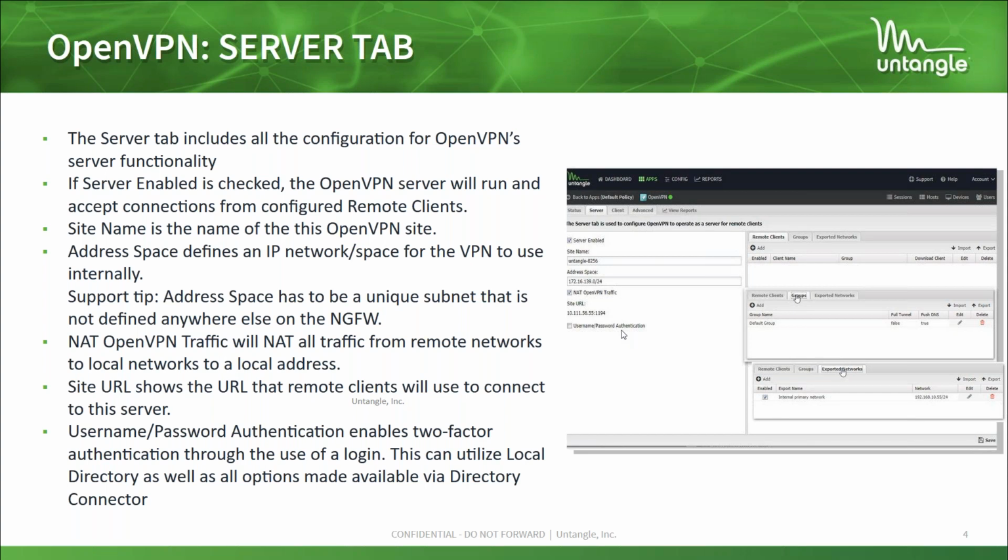The username and password authentication checkbox here is used to enable two-factor authentication. OpenVPN is certificate-based, so once you enable the username and password authentication, the login, the username and password pair, becomes your second factor of authentication. This option can utilize both local directory and Active Directory for that login. Those are configured under Directory Connector.